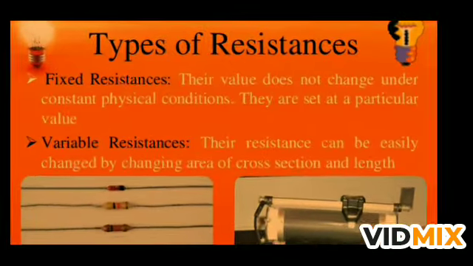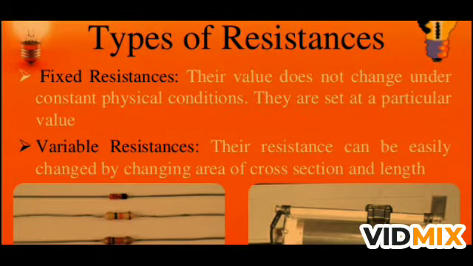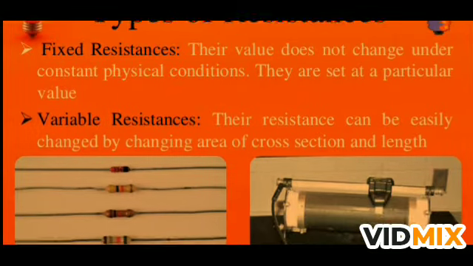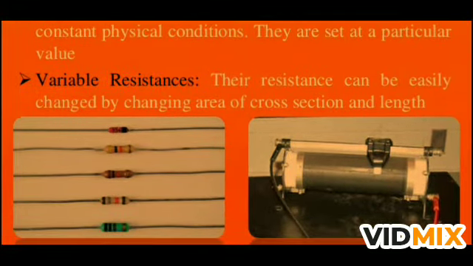Now, the types of resistance. There is a fixed resistance. Its value does not change under constant physical conditions, and it is set at a particular value. If you see the first figure, they are the fixed resistances. If I say these are resistances of 1 kilo ohm, 2 kilo ohm, 0.5 kilo ohm, it means the value will not change. Then the variable resistance, as the term indicates, the resistance varies.